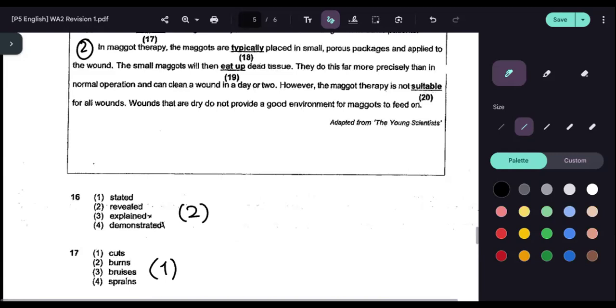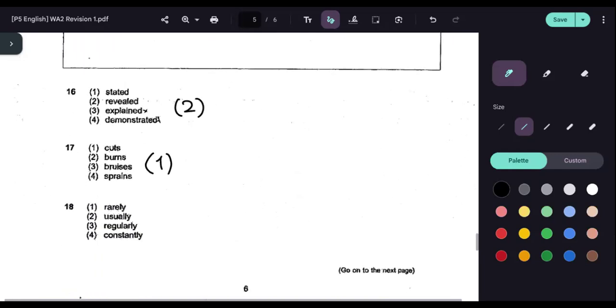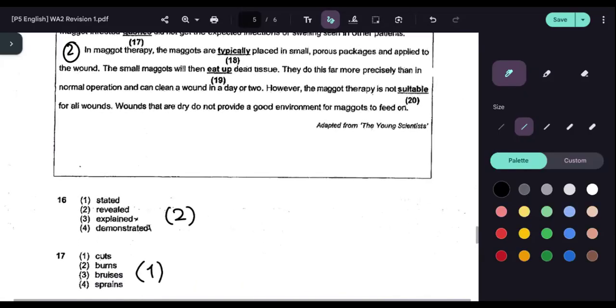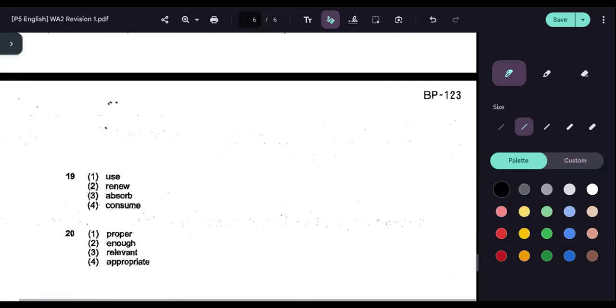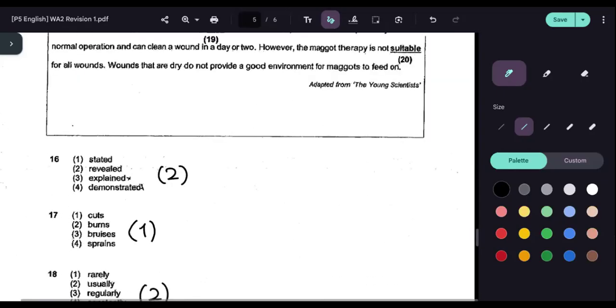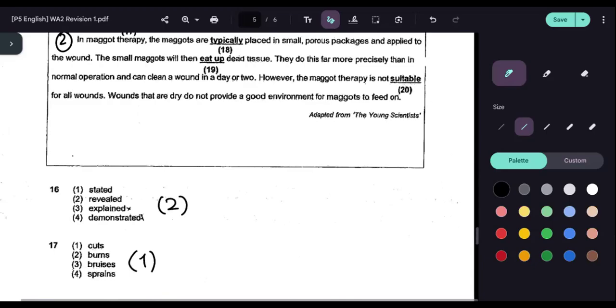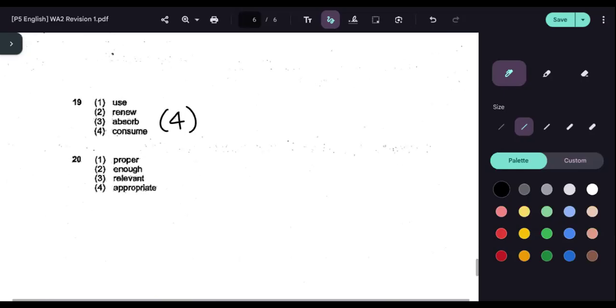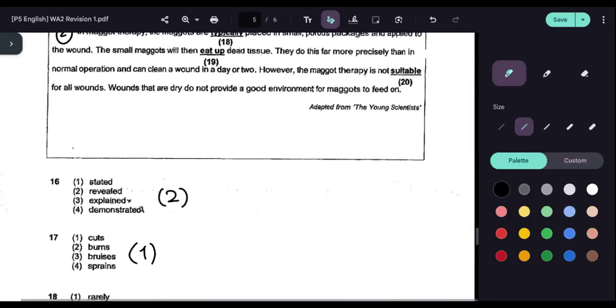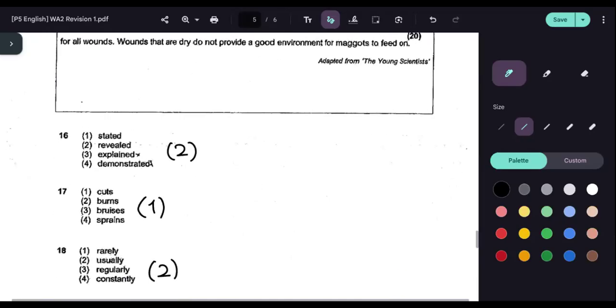In maggot therapy, the maggots are typically placed in small porous packages and applied to the wound. The small maggots will then eat up dead tissue, which means they will consume dead tissues. They do this far more precisely than in normal operation and can clean a wound in a day or two. However, the maggot therapy is not suitable, which means not appropriate, for all wounds. Wounds that are dry do not provide a good environment for maggots to feed on.